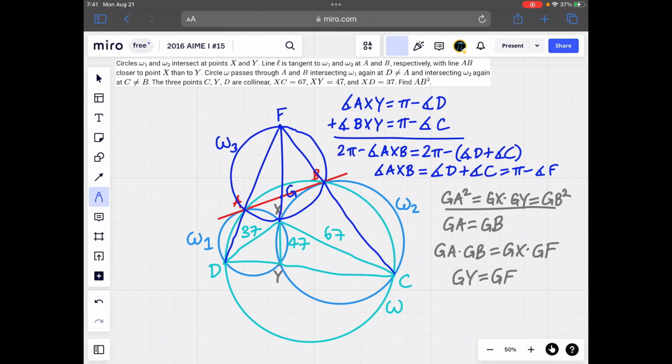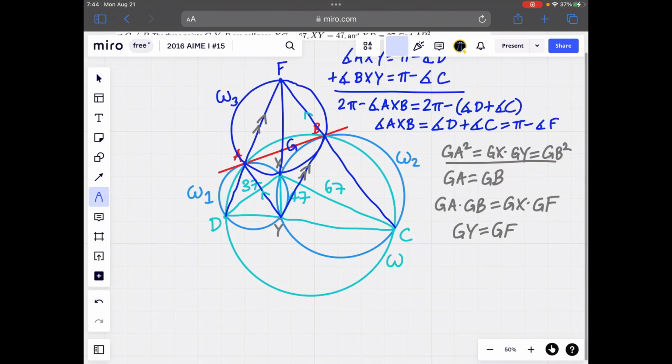So we have two things. We know that GA equals GB and GY equals GF. And that actually implies that quadrilateral FAYB's diagonals bisect each other where they intersect at G. That implies it's a parallelogram. So we can label the parallel sides. We have this pair of sides is parallel, and this other pair of sides is parallel as well.